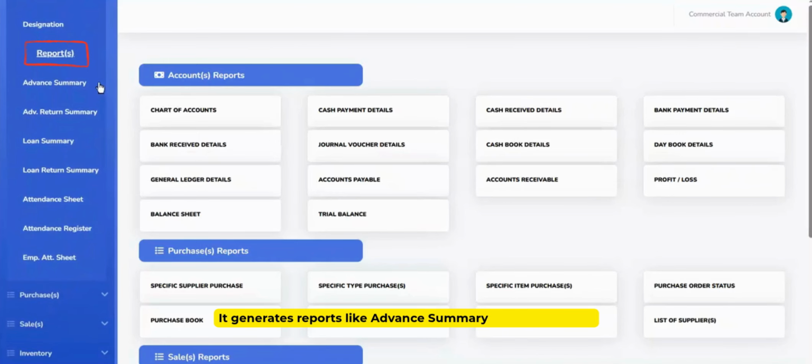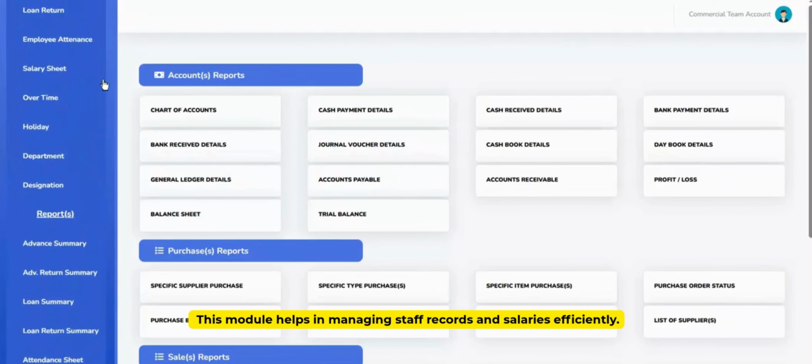It generates reports like advance summary, loan summary, attendance sheet, attendance register, and employee attendance sheet. This module helps in managing staff records and salaries efficiently.